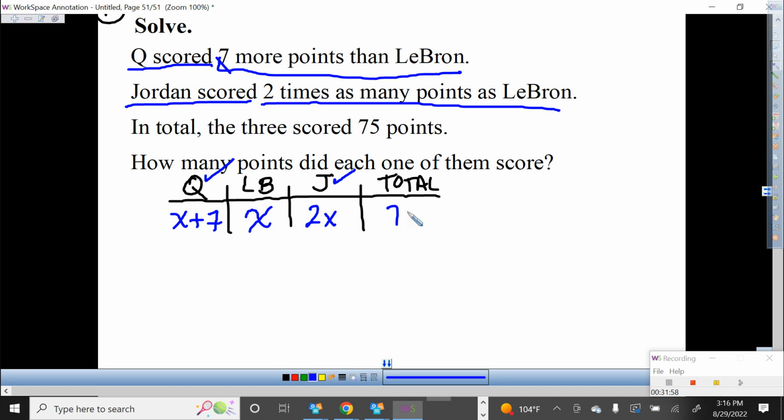And what is the total amount for all 3 of them, guys? 75. Well, guess what? Now we can create our equation. Watch. X plus 7 plus x plus 2x equals 75. Can you solve that? Of course you can. Line down the equal sign, solve that by yourself.